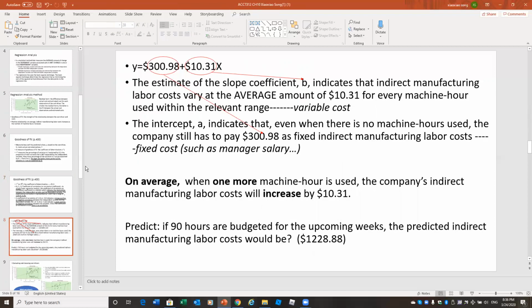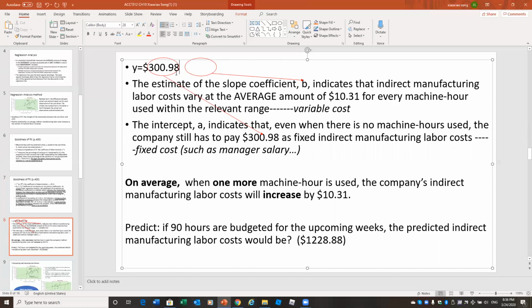Next one. How do we interpret? So we have this constant, we call it the intercept, and this is the coefficient. The constant means if there is nothing, no x, we don't even have anything, our total predicted cost will still be $300.98. So it's a fixed cost.